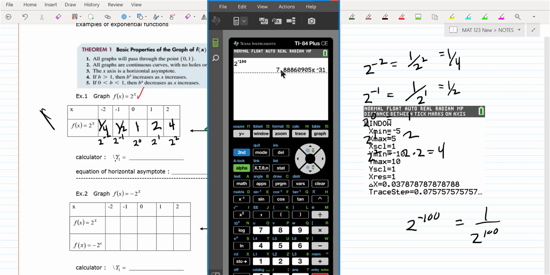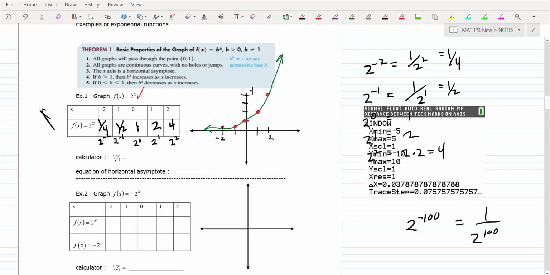Okay, that says 7.8 times 10 to the -31. You know what that means? It means if you go to the left 31 places, it would be 0, 0, 0, 0, 0, 0, 0, blah, blah, blah, 7, 8. Okay, so that's close to 0. That's the idea. Okay, all right.